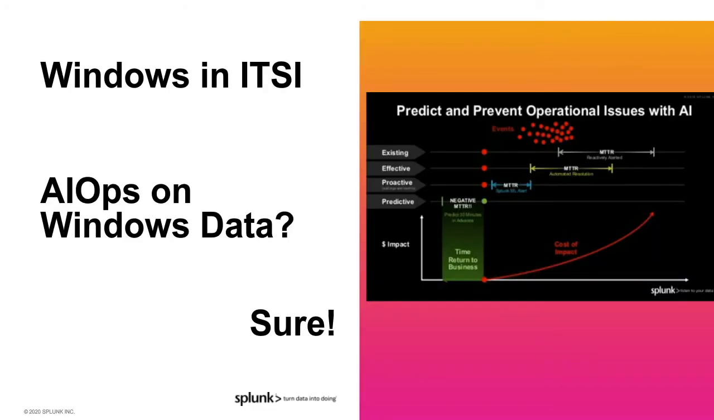Well, it's not just a visualization, isn't it? So, of course, you can do AIOps on Windows TA data. Sure thing. And the vehicle or the app that I'm going to be using for this is, of course, IT Service Intelligence. So let's have a look at this.